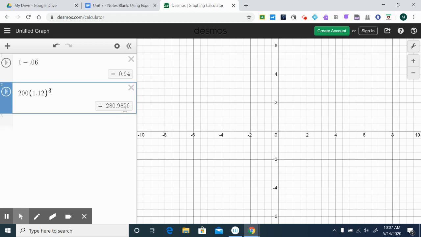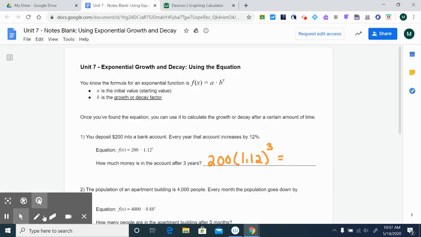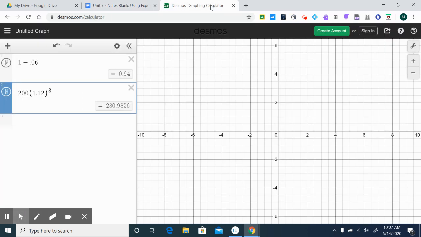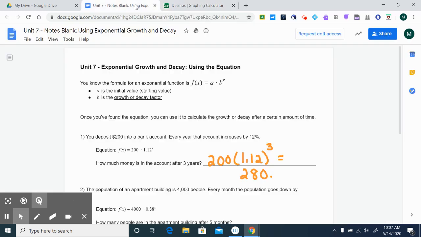Since this third number is a 5, that 8 becomes a 9. So I'm going to go back here, and that would equal 280.99. And that's dollars.